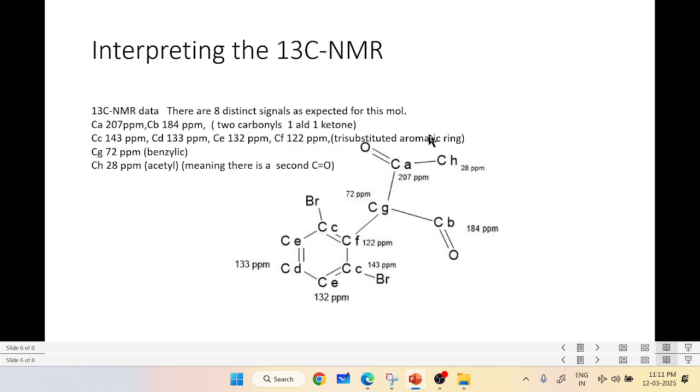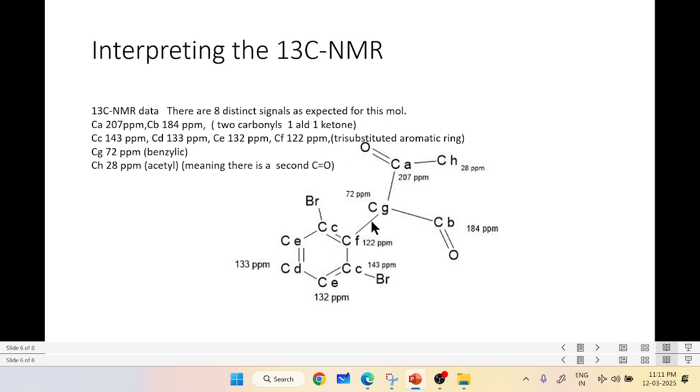Looking at the 13C NMR, for such a molecule we can expect 8 distinct signals. If you look at the structure of this molecule, we get exactly 8 signals. CA and CB at 27 ppm and 184 ppm once again indicate 2 carbonyl groups. Very likely one is an aldehyde and one is a ketone, as we have seen from the proton NMR. Then we can see 4 signals in the aromatic region, which is consistent with a symmetrically substituted tri-substituted aromatic ring.